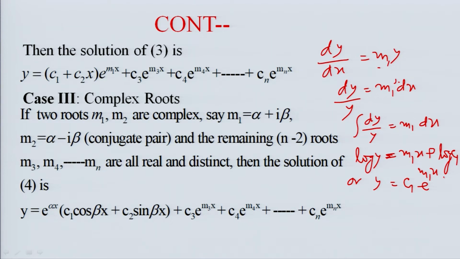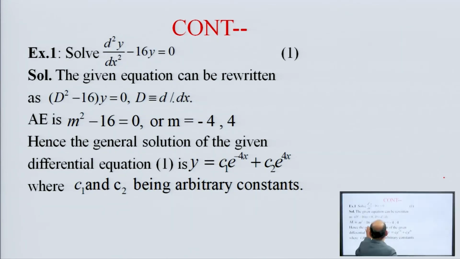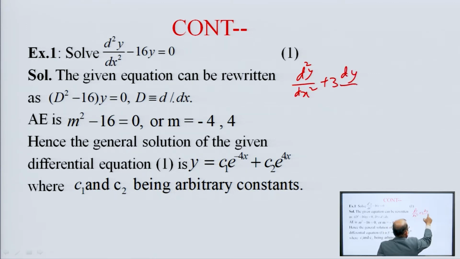It is the solution. This is why we can find the solution of a differential equation in the form of exponential, y is equal to c1 e raised power m1 x. Let it be a second order differential equation, meaning we have two arbitrary constants: d2y by dx square plus 3 dy by dx plus 2y is equal to 0.